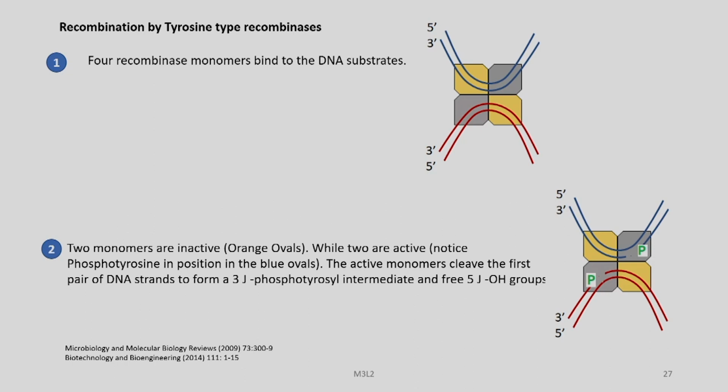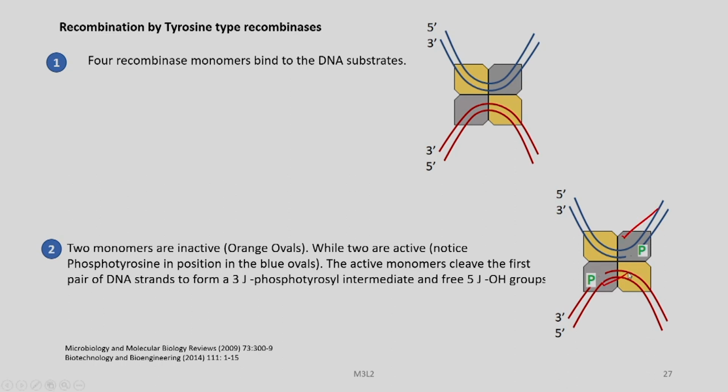So, in the first step, 4 recombinase monomers bind to the DNA substrates. This is a DNA substrate here, another DNA substrate here, and you can see here the monomers 1, 2, 3, 4, which together bind to the DNA substrates as shown in the picture. 2 of these monomers are inactive. These yellow ones, for example, are inactive, while 2 are active.